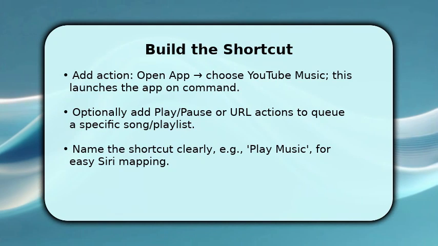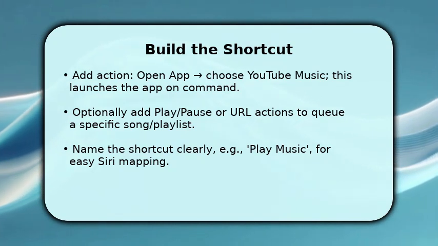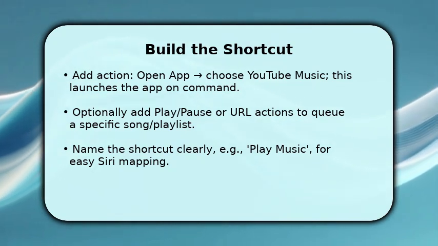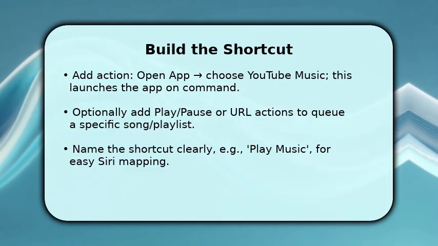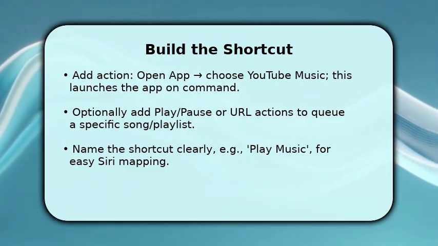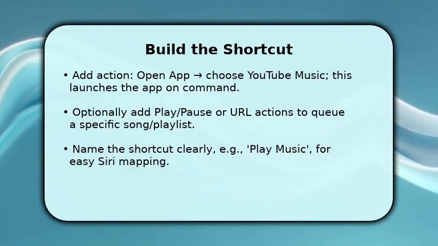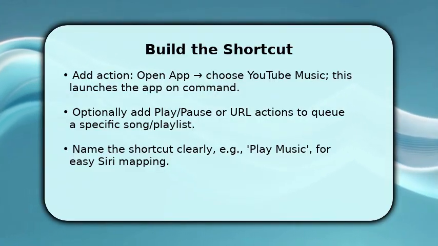Now construct the shortcut, add an open app action and select YouTube Music so every run launches that app. Next, if you want playback immediately, attach a play action or a URL scheme that points to a playlist or track. This makes the shortcut do both open and play.